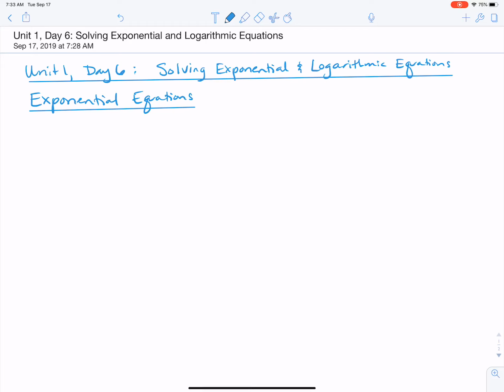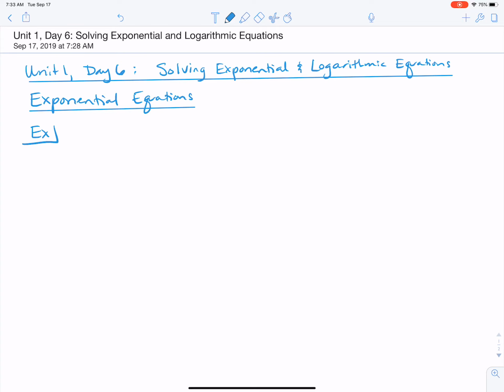The challenge in teaching you this is that there's a couple different ways you can solve. So I'm going to show you two different methods for solving some of these. Okay, our first example, we're going to start pretty basic.